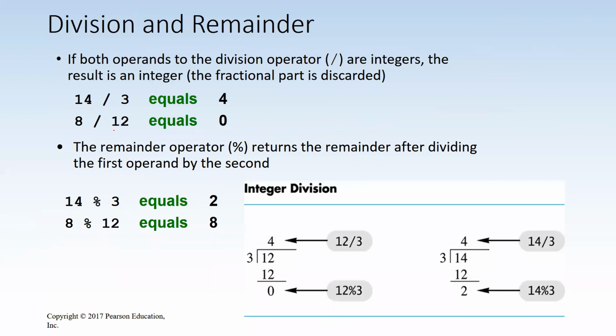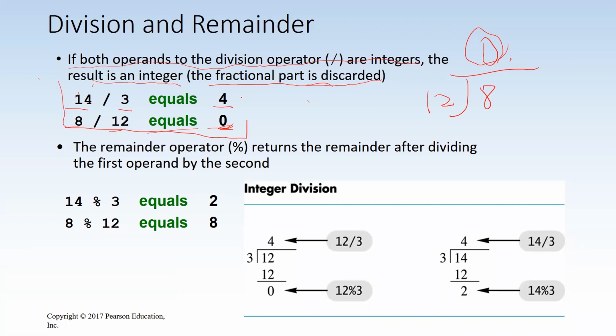However, if both operands are integers, then the result is an integer. The fractional part is discarded. So look at this, int, int, it's an int, that's correct. The fractional part is discarded, remember. So if you do 8 divided by 12, you don't keep the fractional part because it's discarded anyway. So that's the result. Any questions about this?